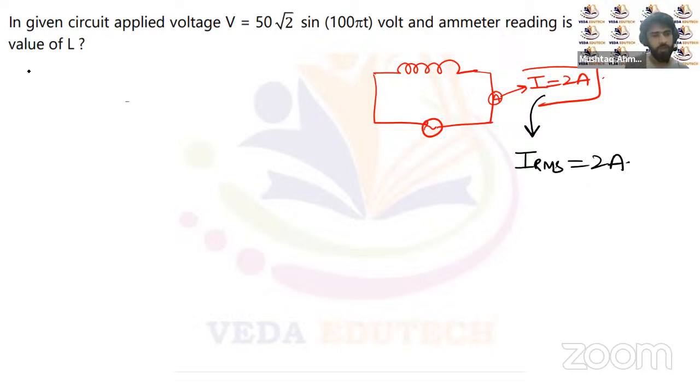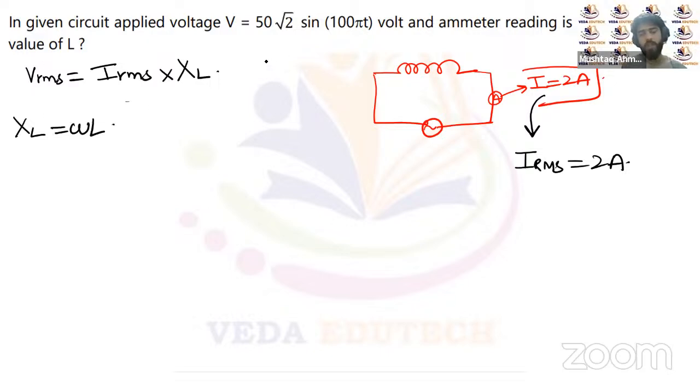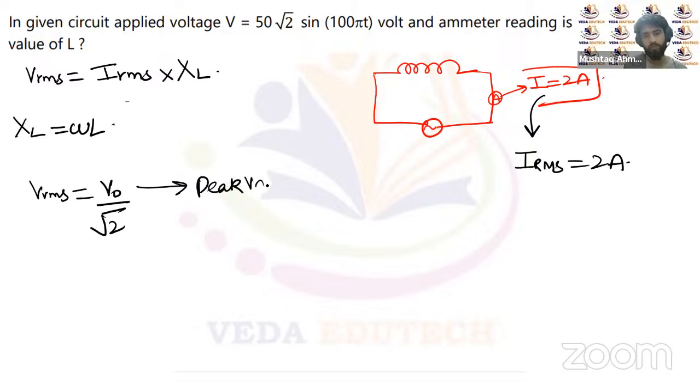We know that VRMS will be equal to IRMS multiplied by the resistance offered by this inductor, that's given by XL. The value of this XL is equal to omega L. And VRMS is the peak value upon root 2, right? Here V naught is the peak value. So peak value upon root 2 is actually VRMS.